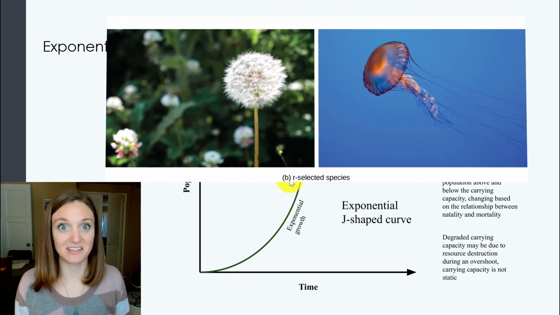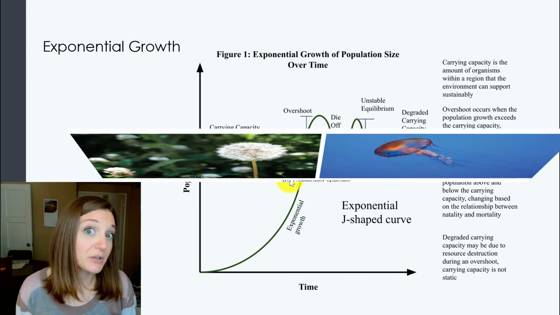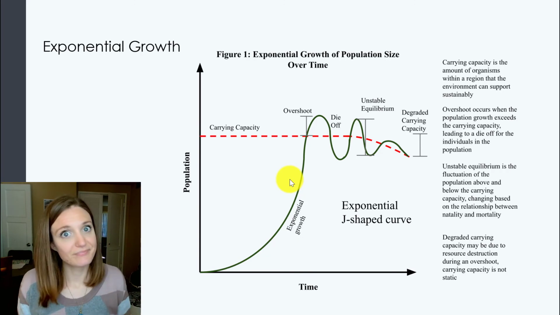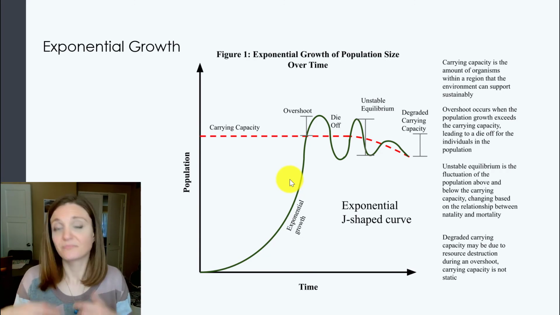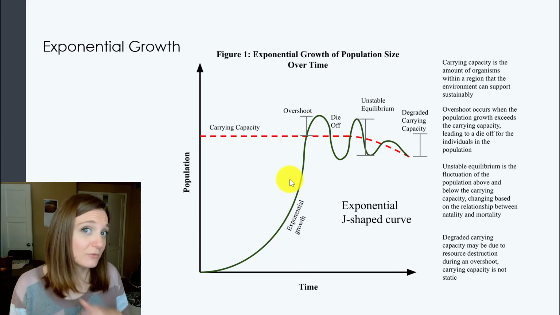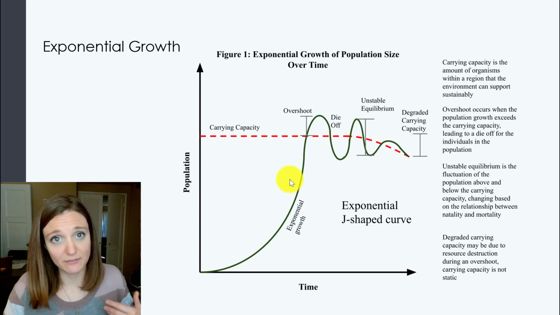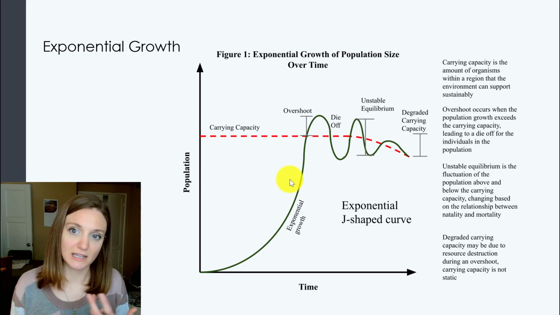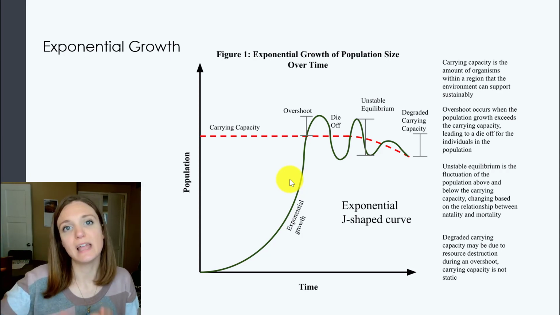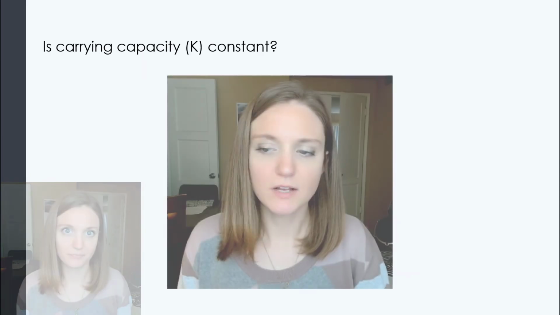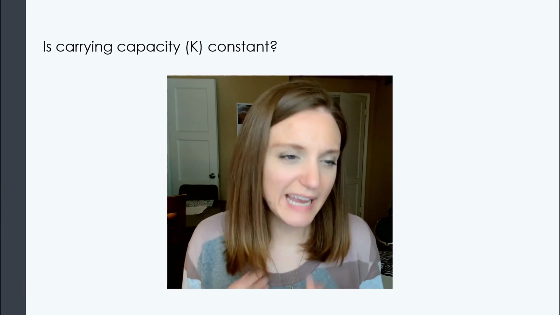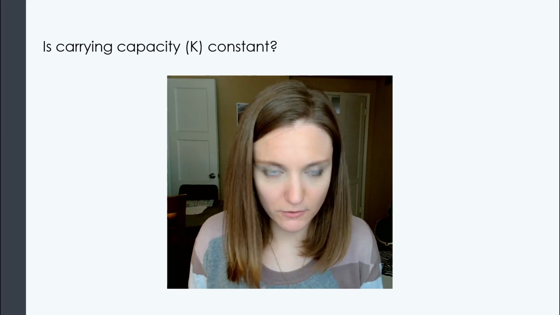What does that sound like? Sounds like things like insects, right? Bacteria would also be R-selected organisms. So things that reproduce often, make a lot of offspring, don't necessarily live very long, and don't have a lengthy developmental period to get to that reproductive age would be what we call R-selected organisms that show an exponential growth curve. So now this begs the question, is carrying capacity constant over time?